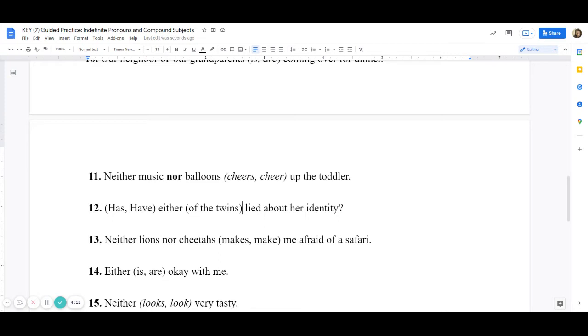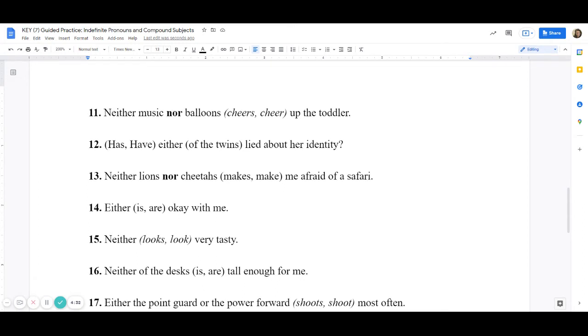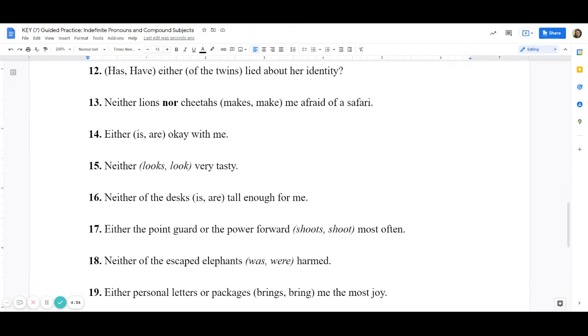Number 13, neither lions nor cheetahs. Since I see nor, bold that. Number 14 and 15 look very similar. They both just have either or neither with the verb right next to it. So the good news is we know there's no or, we know there's no nor, and there's also no prepositional phrase between our subject and verb since they're right next to each other. So we can skip past those. 16, neither of the desks. There's no nor. So what's my prepositional phrase? Of the desks. Put parentheses around of the desks.